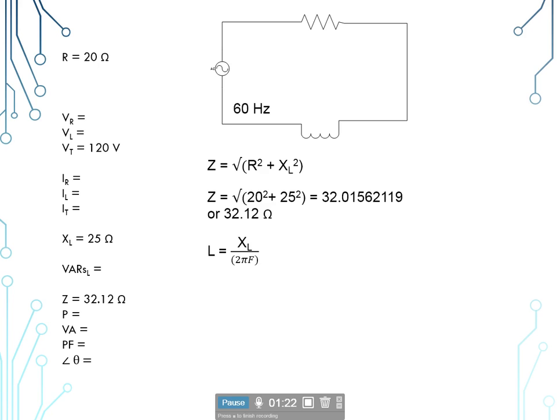Now we're going to find our inductance for the circuit. We have one inductor, so we only have to worry about it. So the formula we'll use is L is equal to our inductive reactance divided by 2 times pi times the frequency of 60 hertz. Our inductive reactance is 25 ohms. So when we plug those in, we get 663.15 millihenries. Now, remember, close counts in electricity, so we could call this 663 millihenries, or we could call it 660 millihenries.